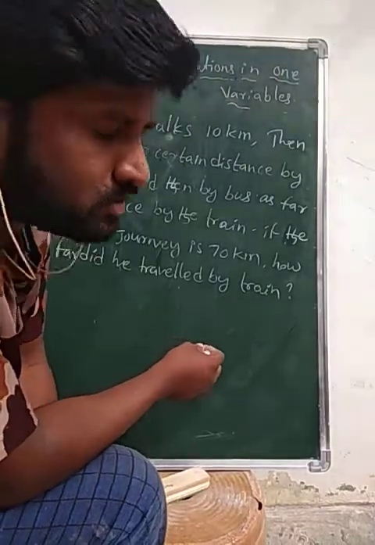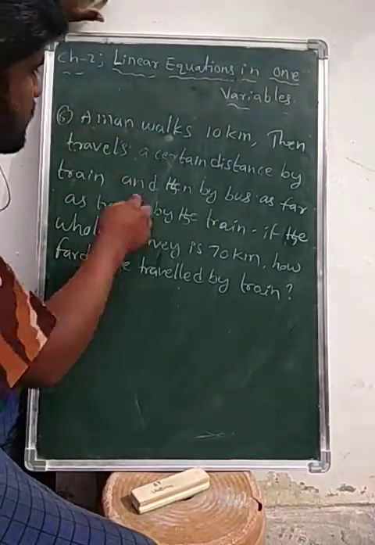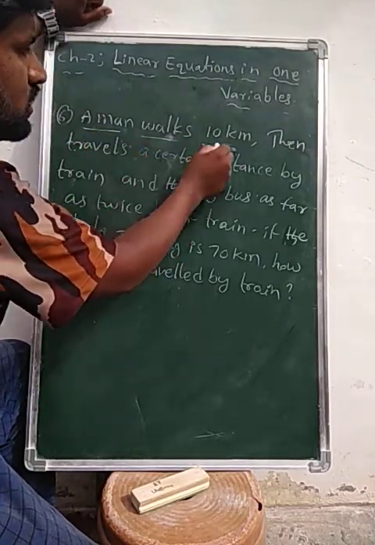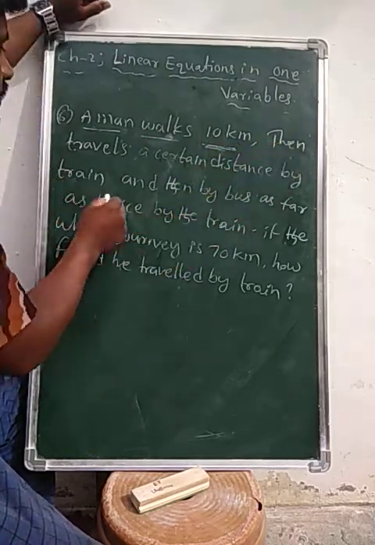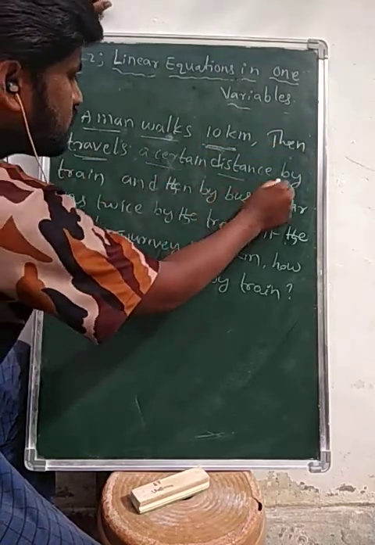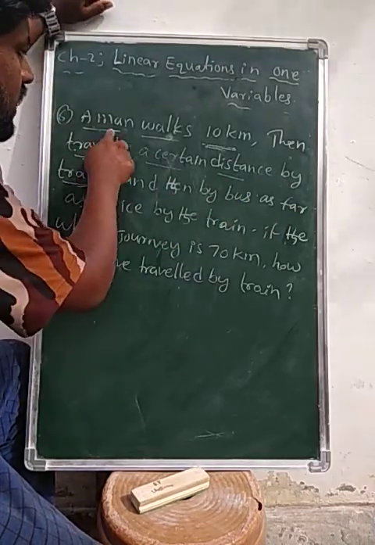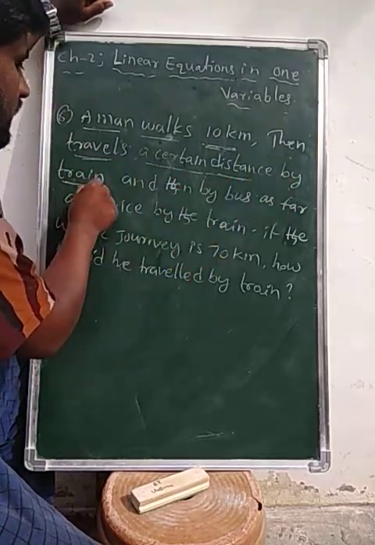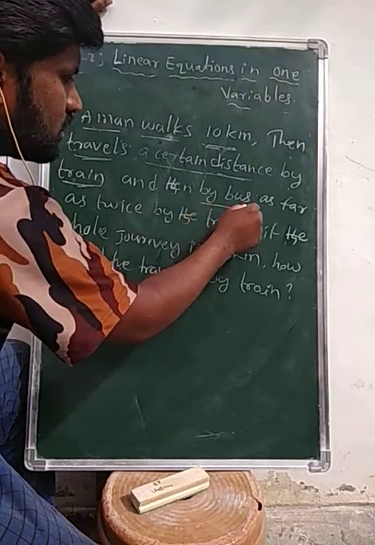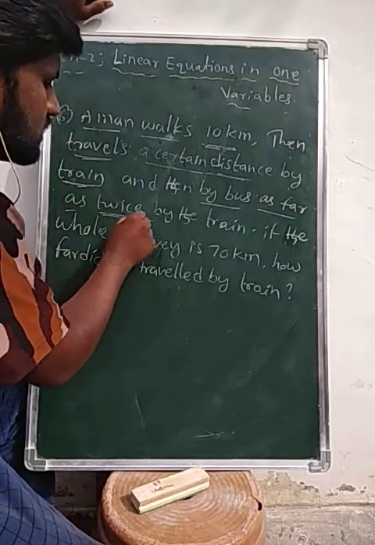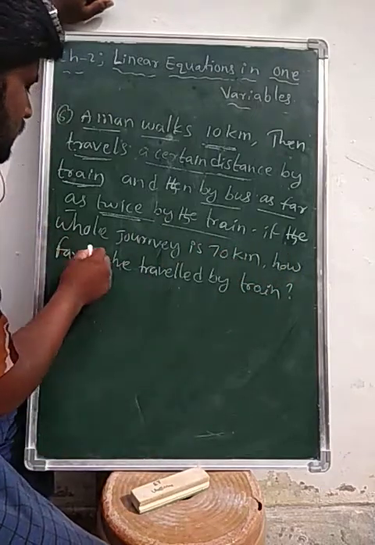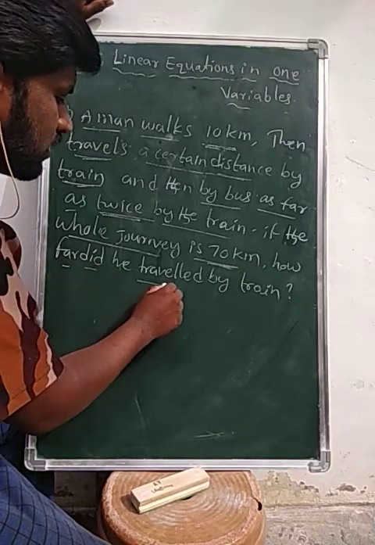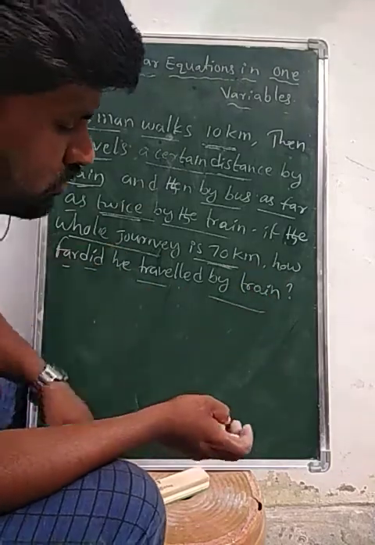Okay students, now question number 6. The question is: a man walks 10 kilometers, then travels a certain distance by train, and then by bus as far as twice by the train. If the whole journey is 70 kilometers, how far did he travel by train? So this is the question.